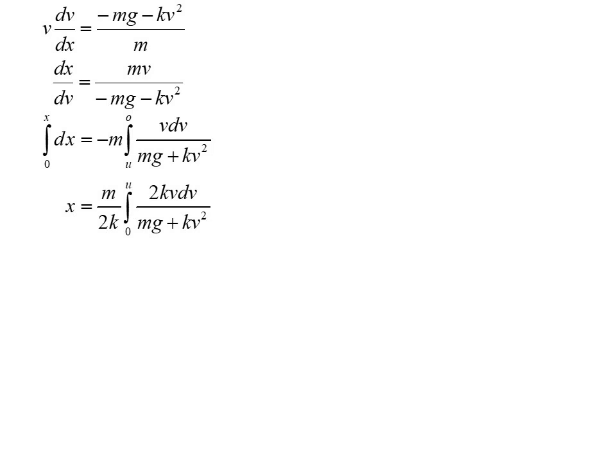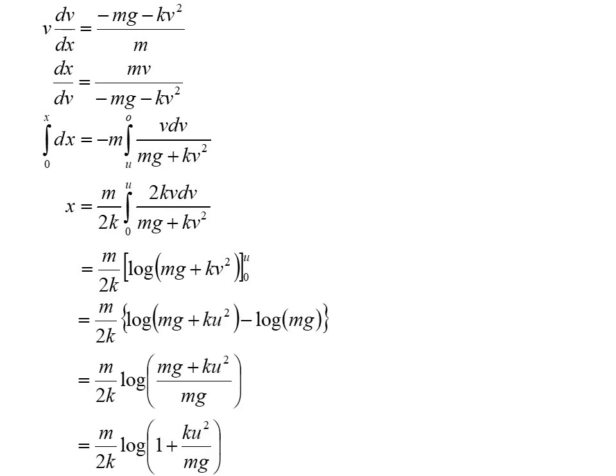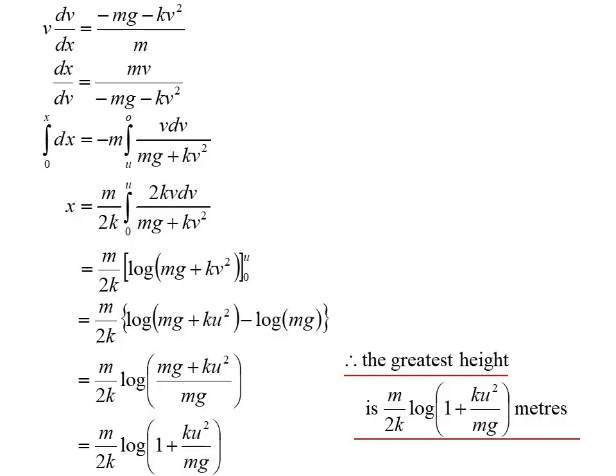There's the answer, but of course I've got to work out the integral, what that actual value is. That's a log function. There we go. Now, you'll notice I didn't worry about the absolute value signs there because mg plus kv squared has got to be a positive number, so it doesn't really matter if I have absolute value there or not. And there's the expression: m on 2k, the log of 1 plus ku squared on mg.